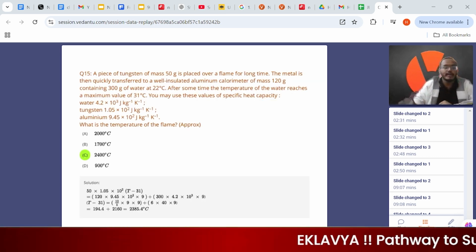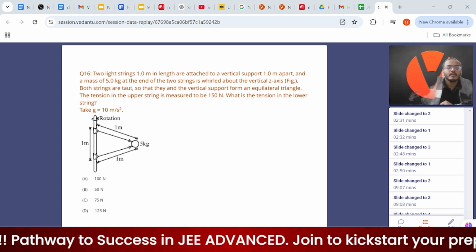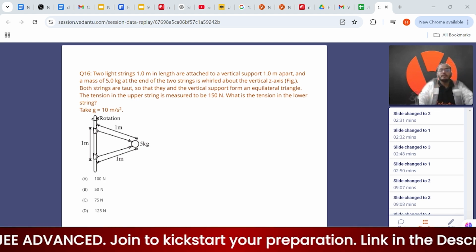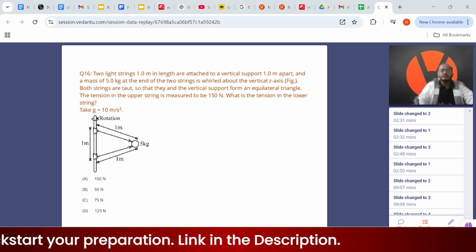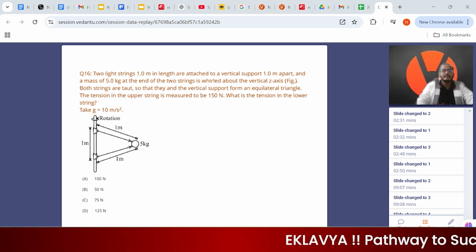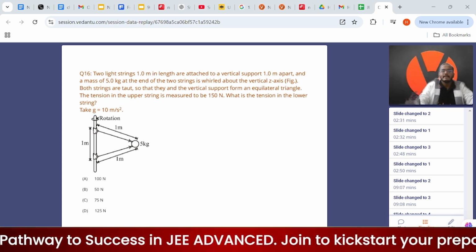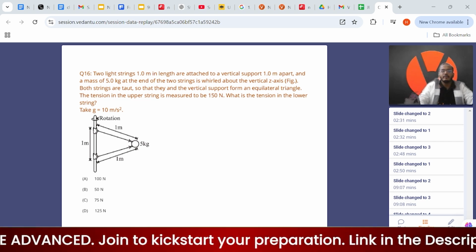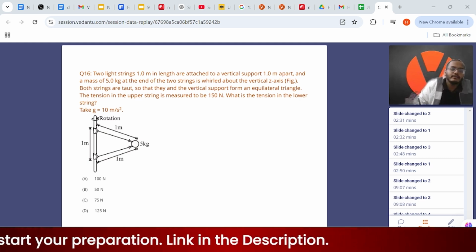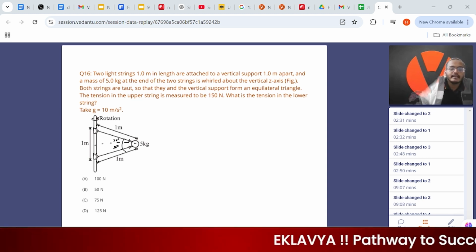Let's move on to the next question. Two light strings of 1.0 meter are attached to a vertical support 1 meter apart. A mass of 5 kg at the end of the two strings is whirled about the vertical z-axis. Both strings are taut so that they and the vertical support form an equilateral triangle. So obviously then theta will be equal to 60 degrees. And then we can just differentiate them as 30 degrees and 30 degrees.